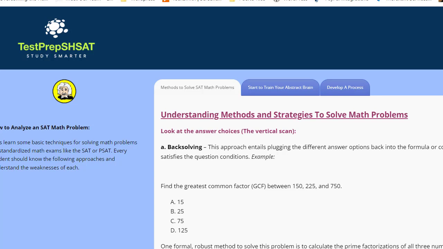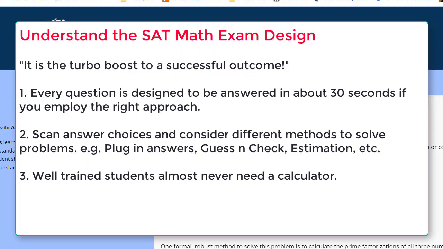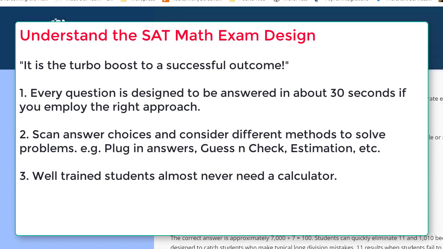Let's take a moment to look at how we analyze an SAT math problem. There are a lot of useful lessons to understanding the design of the SAT math test. Now, there's no substitute for understanding and learning all the math concepts, learning how to execute and apply those concepts. But this section is almost like the turbo boost to help you do that more effectively. Usually we cover these techniques in our tutoring classes, but every student should know some of these basic lessons.